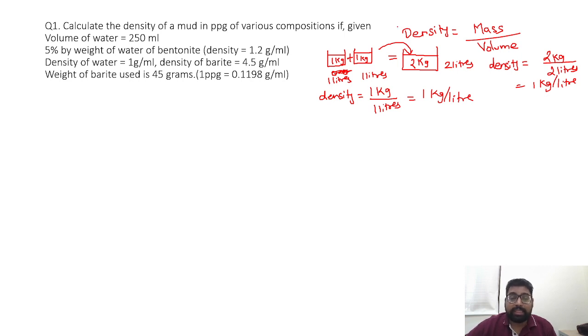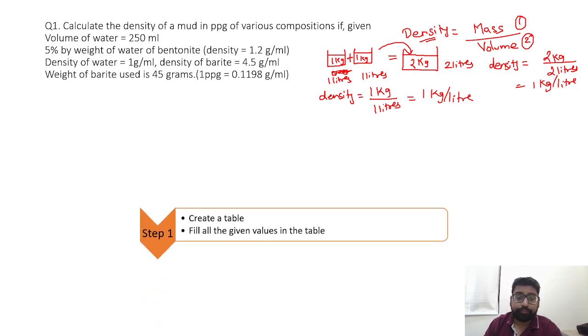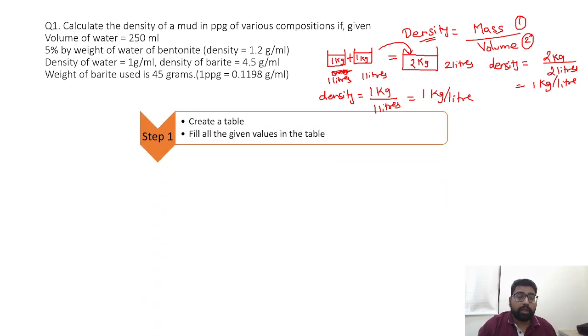Okay, so density calculation is a bit different. You cannot calculate the value of density directly. What we need to do is first calculate the total mass, and then calculate the total volume. And once you get the total mass and total volume, then you can calculate the density. Okay. So there are three terms involved here: density, mass, and volume.